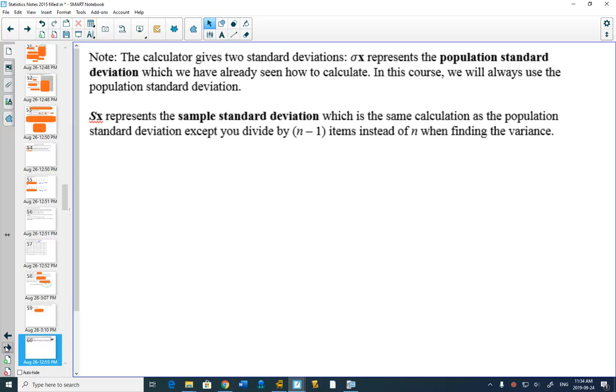Okay, so there is the sigma, which is our population standard deviation. We've already seen how that's calculated, and we will always use that one in this course. When you get to some advanced statistics in university, you're going to learn that the Sx-1 is your sample standard deviation. It's the same calculation, but you divide by n minus 1, and it gives you an estimate instead of the accurate one. It's when you're using a sample. But we don't deal with that in this course, just for interest's sake. Later on, when you're in university, you'll get into the theory behind that.